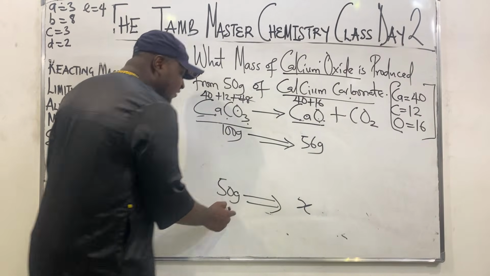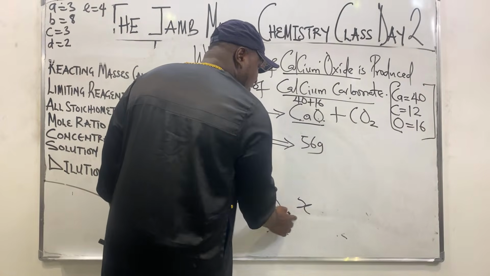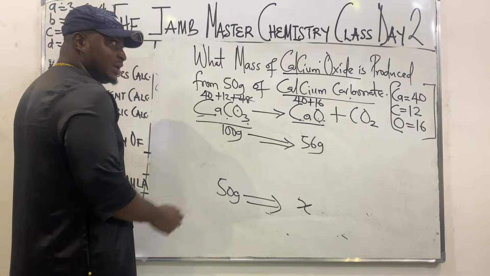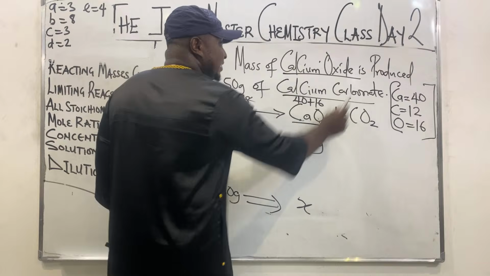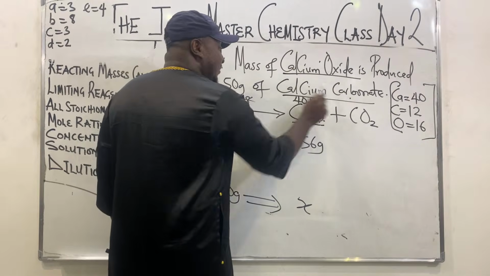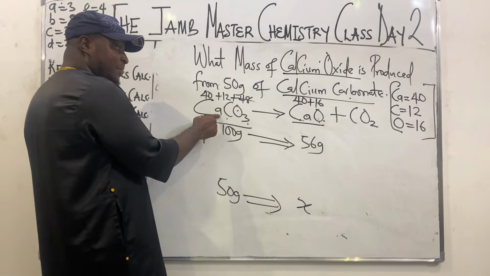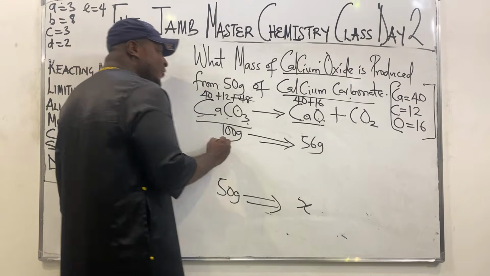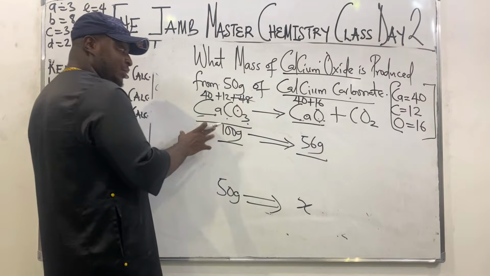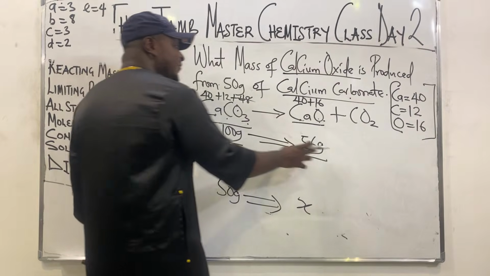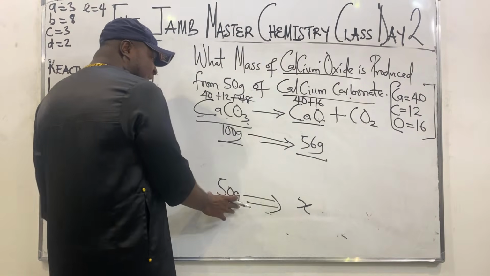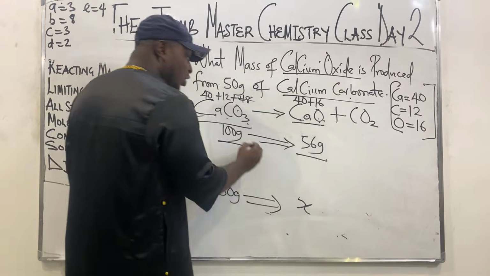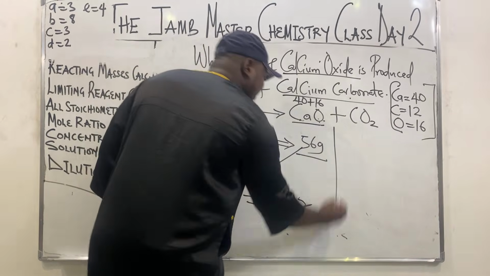Now they're asking us, what is 50 grams? What mass of CaO will be got in X? We don't know. Because what mass of calcium oxide is produced from 50 grams of calcium carbonate? But class, you must first have your standard from the balanced chemical equation. 100 grams of CaCO3 gave 56 grams of CaO. Now 50 grams of CaCO3 will give what? X, you don't know. Cross and solve.